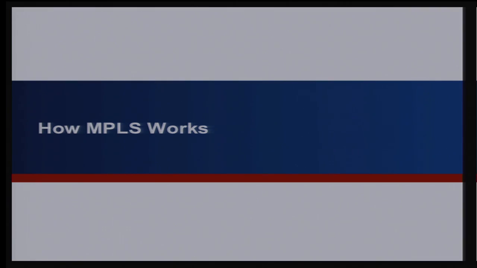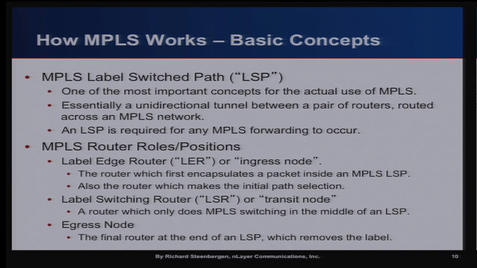So let's dig into a little bit of the details of how MPLS actually works. Like I said, MPLS uses what's called a label switched path, an LSP. And the concept here is this is a one-way tunnel, essentially. So you have the start of the ingress is called the label edge router, or the ingress node. That's the router that's responsible for figuring out where it wants the packet to go, encapsulating it inside the LSP, and forwarding it on. The devices in the middle are called LSRs, label switching routers, or transit nodes.